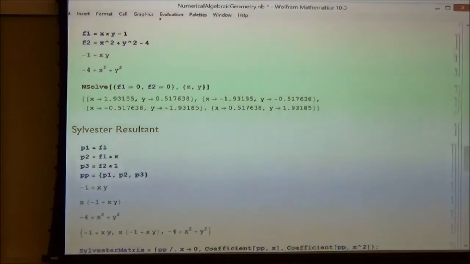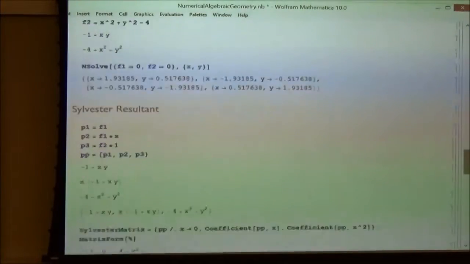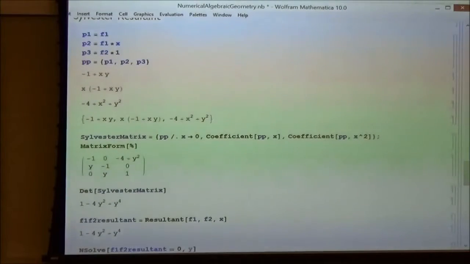So now you get 3 polynomials, P1, P2, and P3, and it happens that you have 3 monomials in terms of X: 1, X, and X squared. So you can write it in matrix form. This is the resultant matrix. And from the determinant of that resultant matrix, you can get this and solve it. There's a built-in function called Resultant, and you get the same solution.